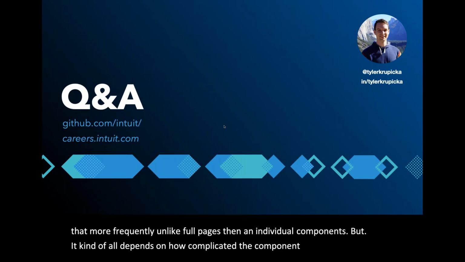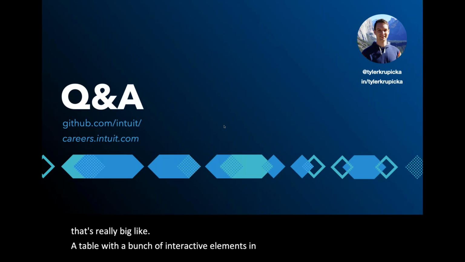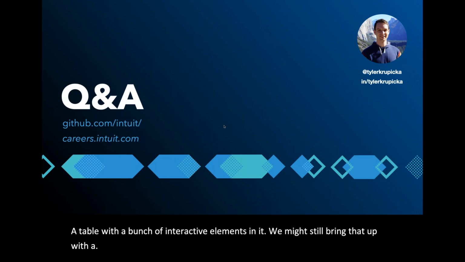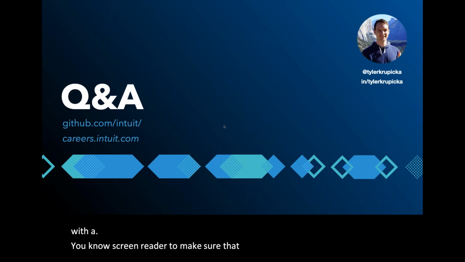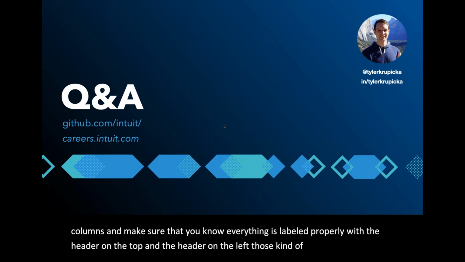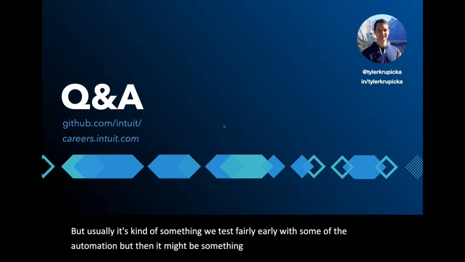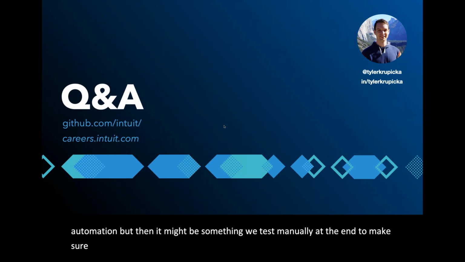So for something that's really big, like a table with a bunch of interactive elements in it, we might still bring that up with a screen reader to make sure that you can tab through the individual columns, and make sure that everything is labeled properly with the header on the top and the header on the left, those kinds of things. But usually it's something we test fairly early with some of the automation, but then it might be something we test manually at the end to make sure everything has the fit and finish that we're looking for. So hopefully that helps.